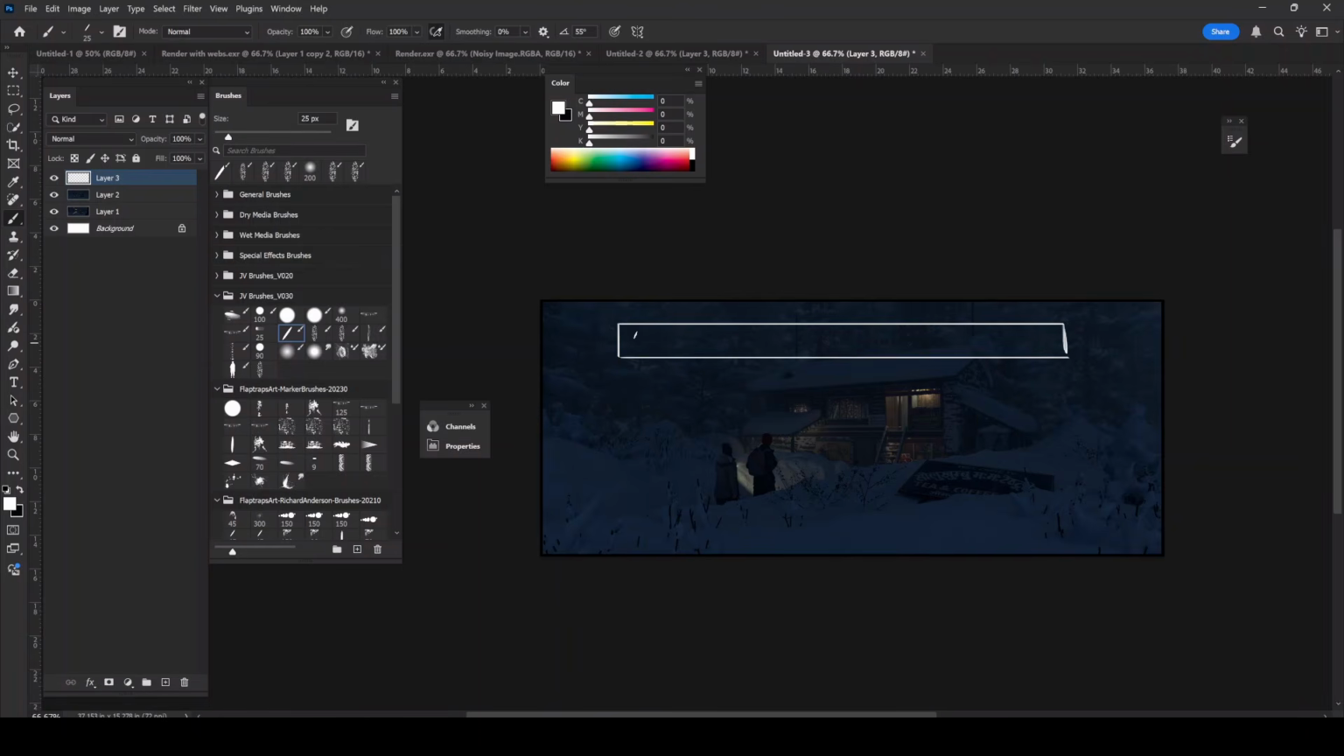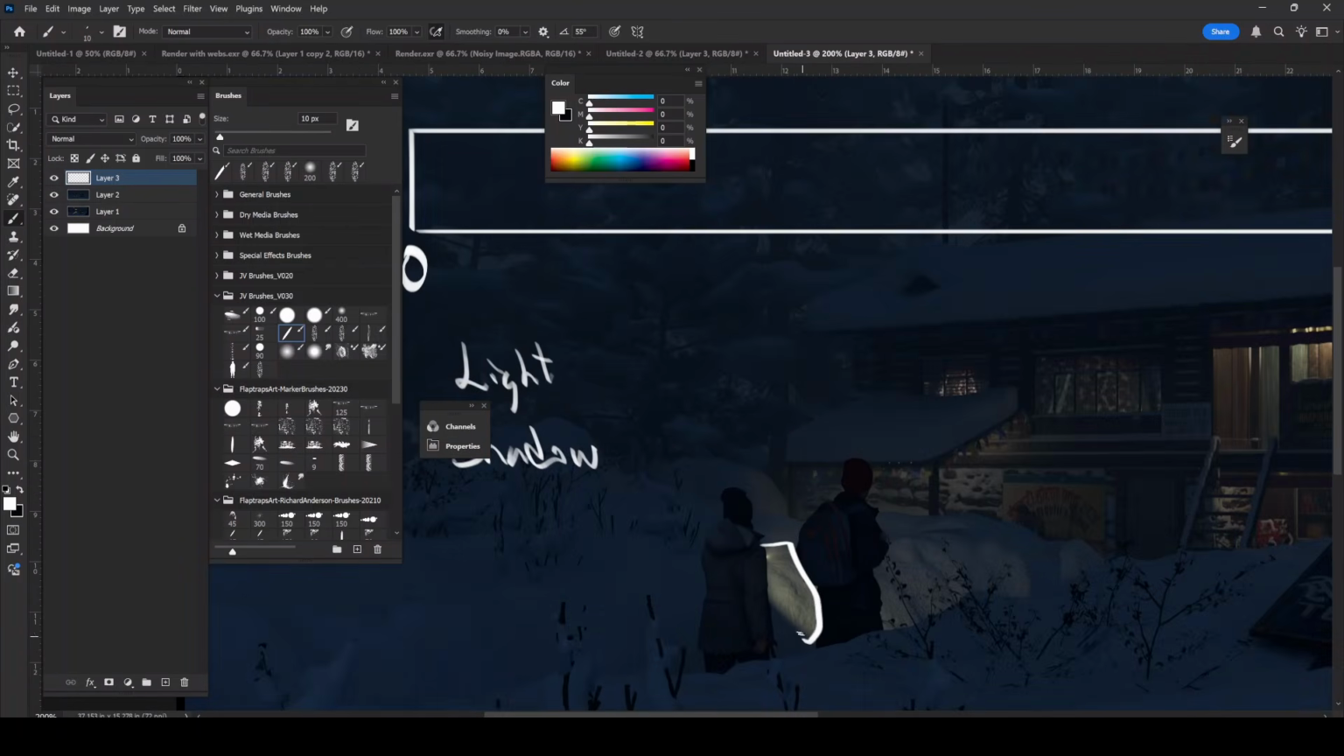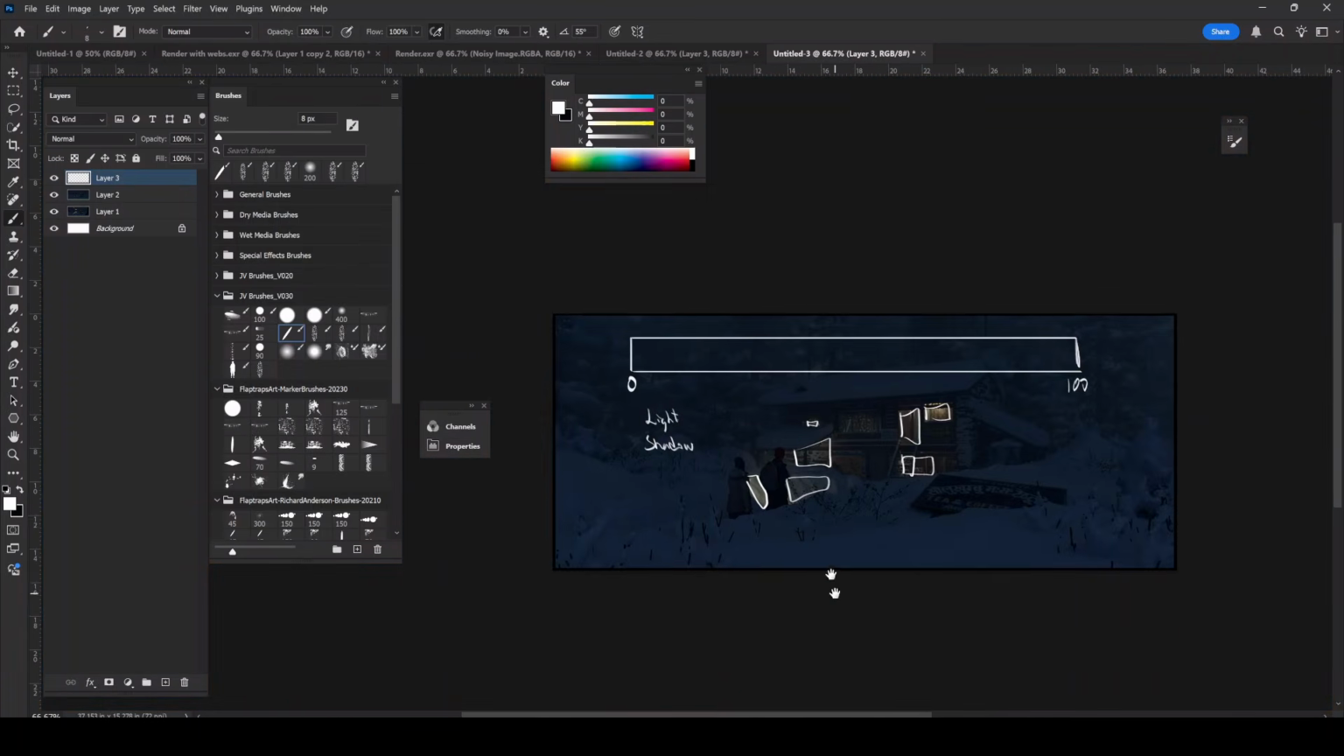is, let's say this is your value range, from 0, which is black, or white, however you want to see it, to 100. This is the whole value range that you have in your image as a whole. And you have your light areas and your shadow areas. What I mean by light areas are the areas that are directly affected by direct light. So this area here, this area here, this and this, and a little bit of this.